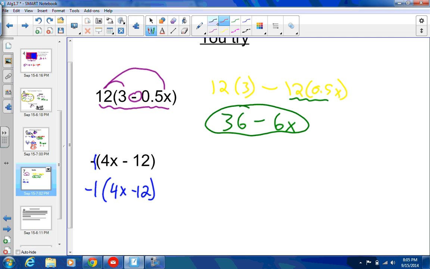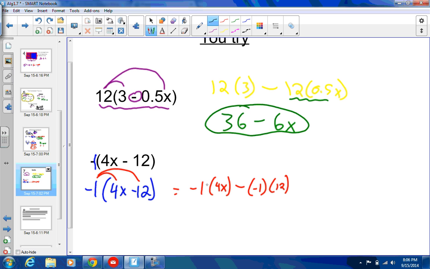And then you can go ahead and distribute that negative 1 to both. Or if you can picture this, just distributing the negative to both. That would be negative 1 times 4x minus a negative 1 times 12. Remember, there's only two negatives. There's a subtraction sign and then the negative. So we have two negatives here.